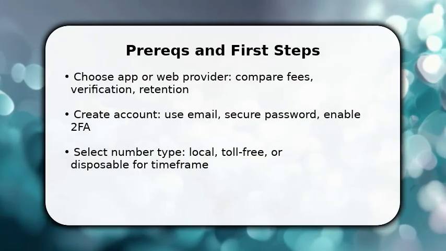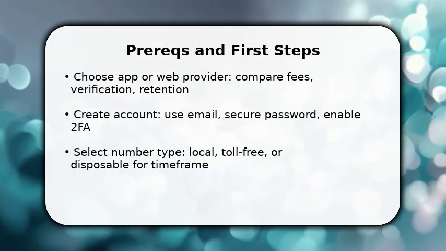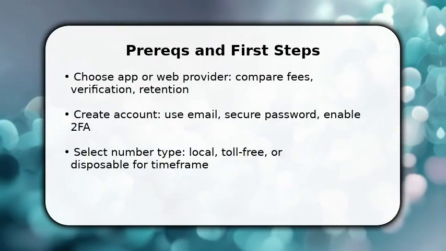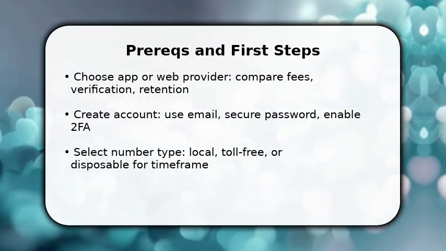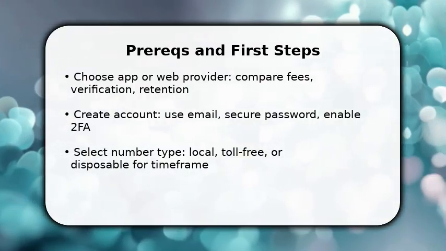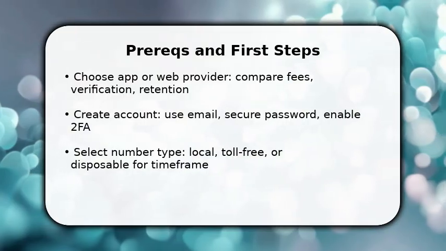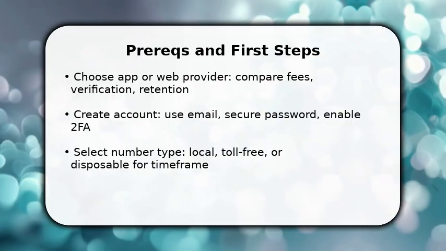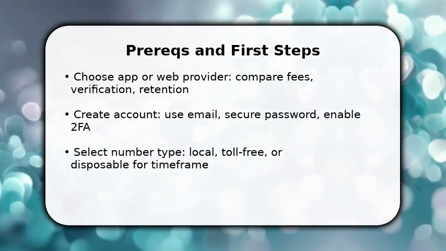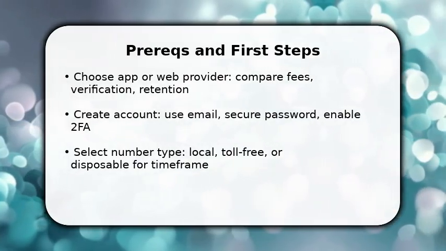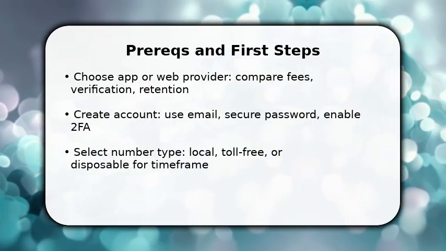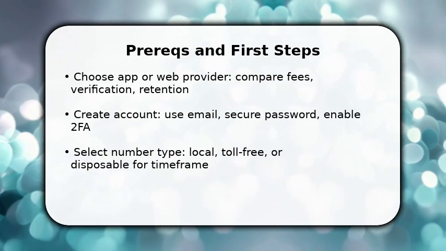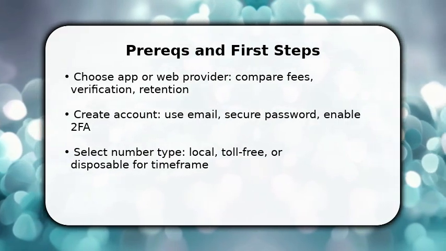You start by picking a reputable temporary number provider and creating an account now. This gets you a usable channel fast. Choose a number type: local if you need regional presence, toll-free for business, disposable for short-term. Once done, verify your account with email and enable 2FA to protect access. Make sure to compare fees and retention policies so you don't lose messages after the first week. These first steps set the foundation for secure, functional temporary calling and texting.